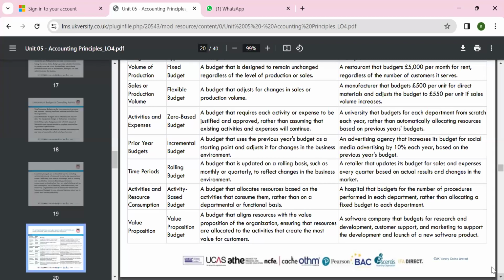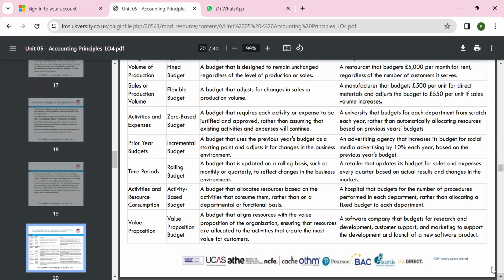rather than automatically looking at last year and saying 10% flex. No, we're not doing that. We estimate every year from scratch. That's zero-based. Okay, incremental budget is based on the prior year budget. We can say 10% inflation, so you increase the budget by 10%. That's your incremental budget. Whatever money you kept for last year, you increase by 10%.